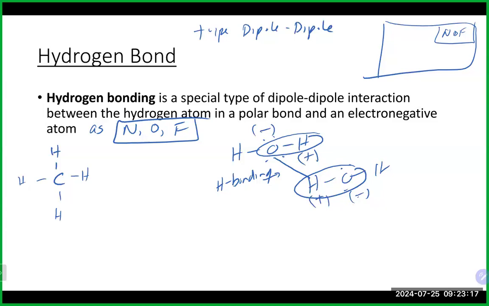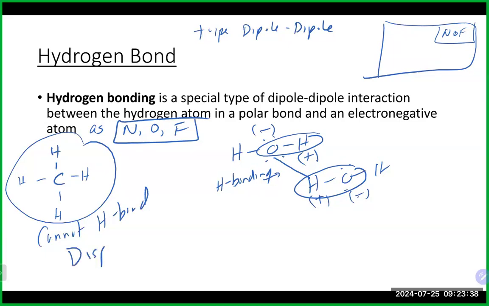CH4 cannot hydrogen bond, even though it has a ton of hydrogens. None of those hydrogens are directly attached to a nitrogen, oxygen, or fluorine. And by the way, the carbon-hydrogen bond is nonpolar as well, right? So this guy here cannot hydrogen bond, even though there are hydrogens there. It would actually use dispersion forces, which is a pretty weak type of force to interact with something.